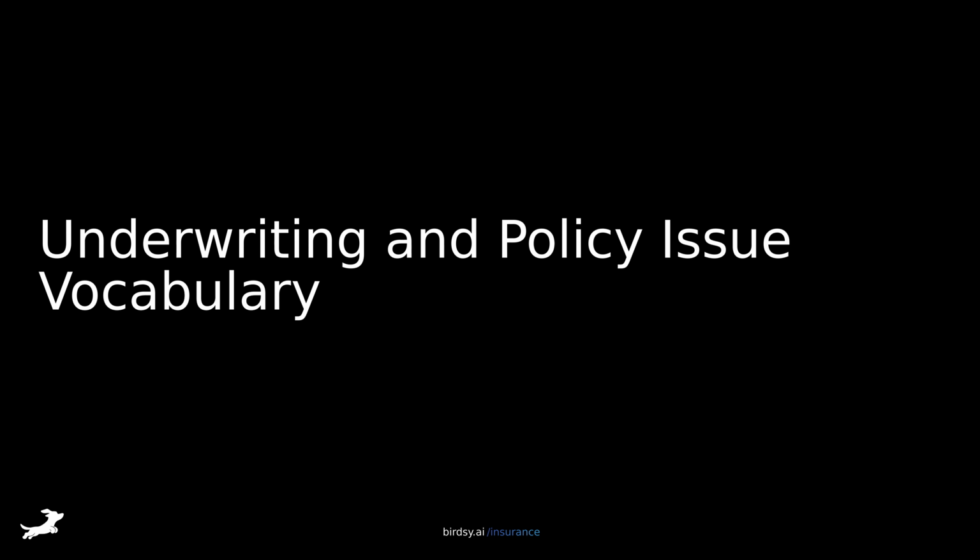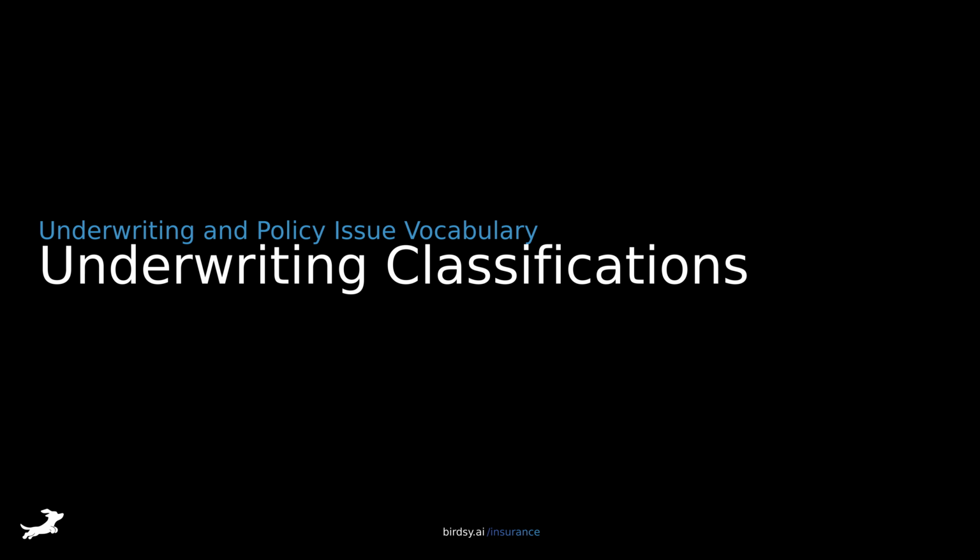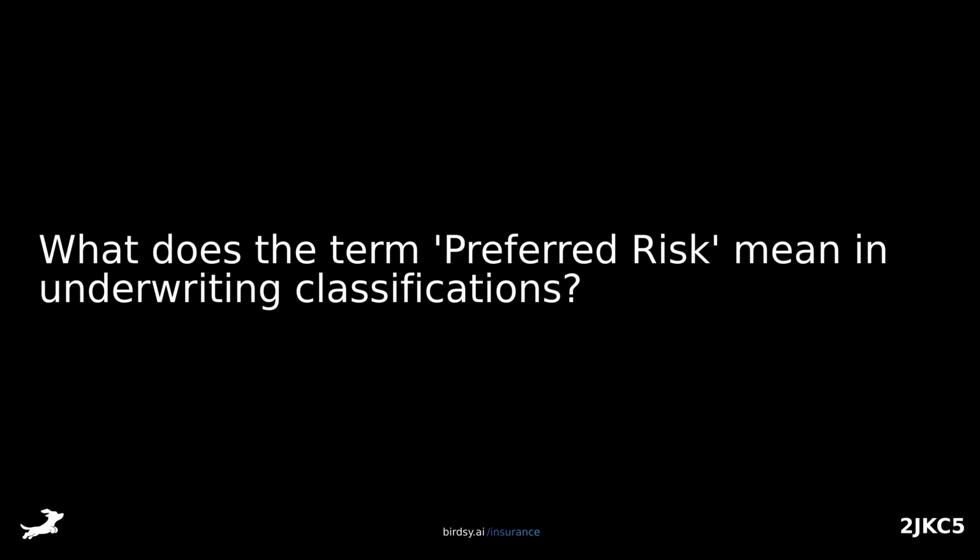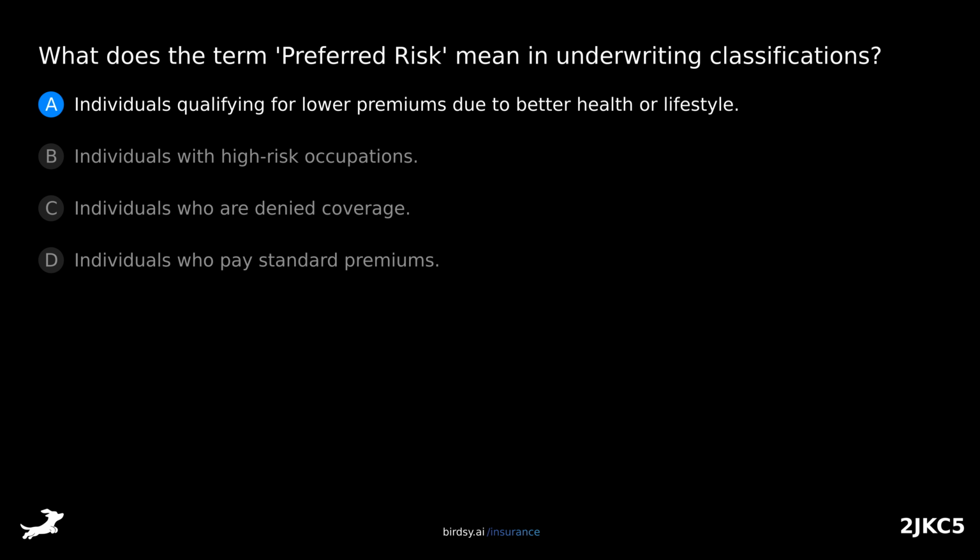Underwriting and policy issue vocabulary. Underwriting classifications. What does the term preferred risk mean in underwriting classifications? Is it A, individuals qualifying for lower premiums due to better health or lifestyle? B, individuals with high-risk occupations? C, individuals who are denied coverage? Or D, individuals who pay standard premiums? The answer is A, individuals qualifying for lower premiums due to better health or lifestyle.